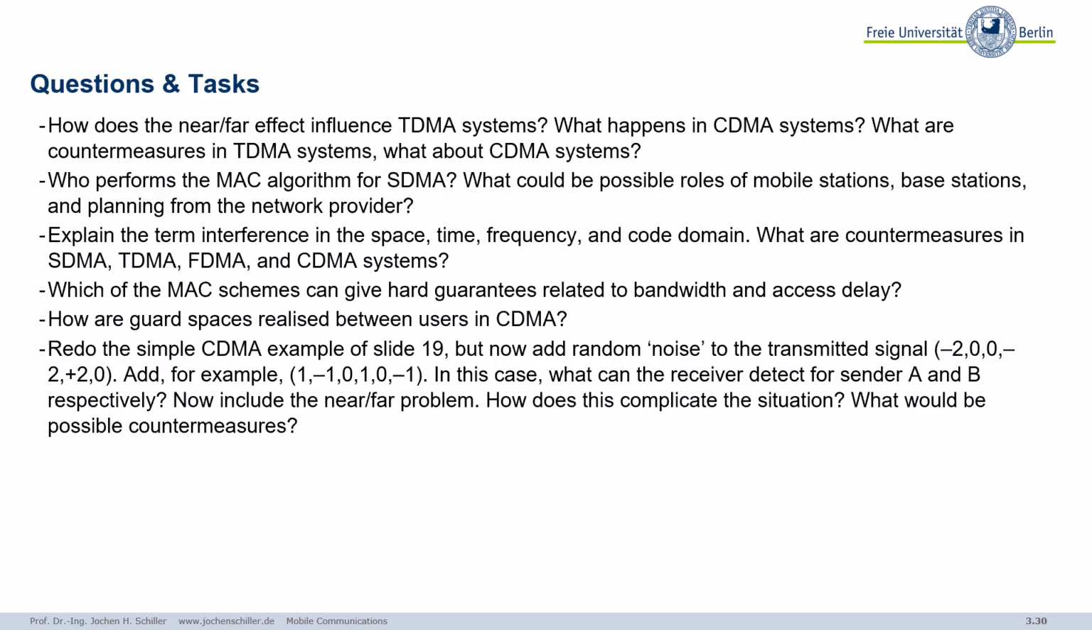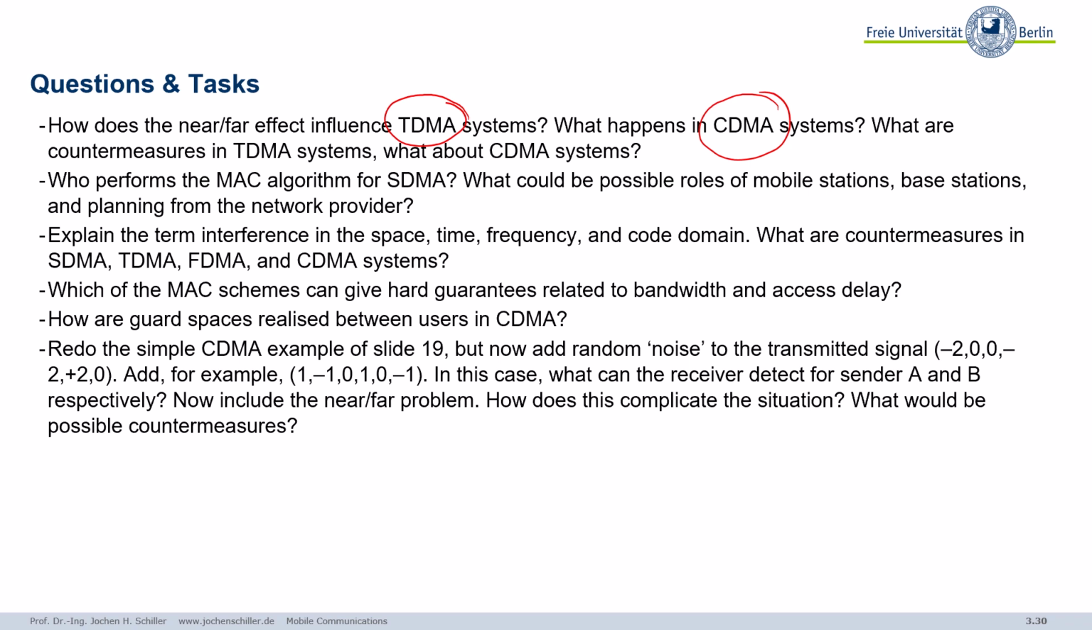So, finally, some questions and some tasks for you. Again, think back to the near-far effect. How does this influence a TDMA system and what happens in CDMA systems? So what are the differences? What are countermeasures in TDMA systems and what about CDMA systems? Think back, there are differences, different consequences.